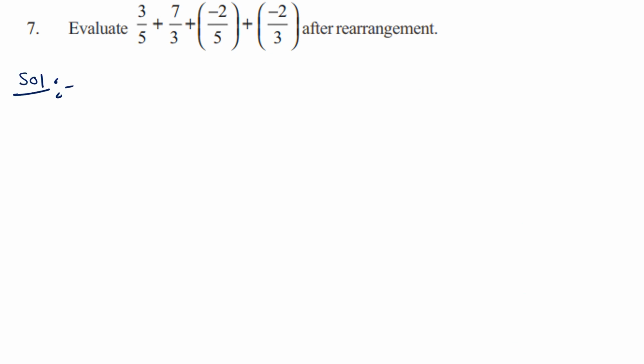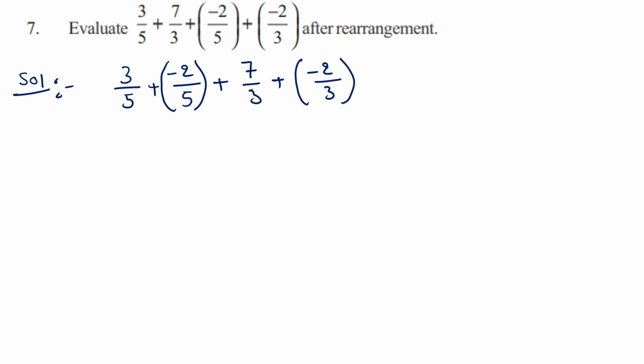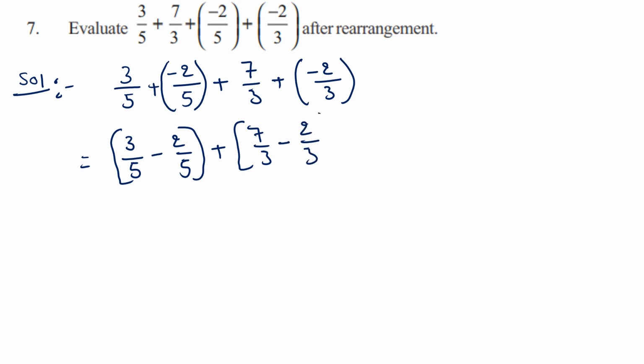Look at that. We rearrange the numbers like this: 3 by 5 plus of minus 2 by 5. These two have the same denominators, so you write like this, and plus 7 by 3 plus of minus 2 by 3. Understand? These are like fractions. Now we easily write 3 by 5 minus 2 by 5, because plus of minus is minus. Now 7 by 3 plus of minus, that is also minus 2 by 3, right?